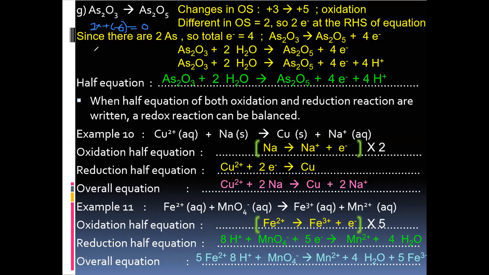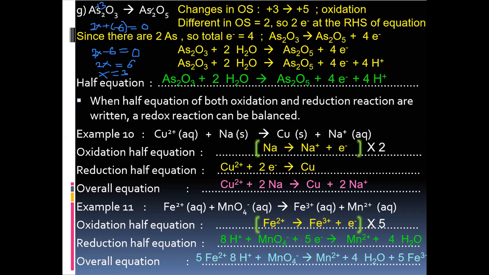So 2x plus 3 times -2, that's 2x minus 6, is equal to 0. And as a result, it means that 2x would be equal to what? 6. When you take the minus 6 to the other side, it becomes 6. If I divide both sides by 2, I'll have x to be equal to what? 3. So it means that the oxidation state of our arsenic here is +3.